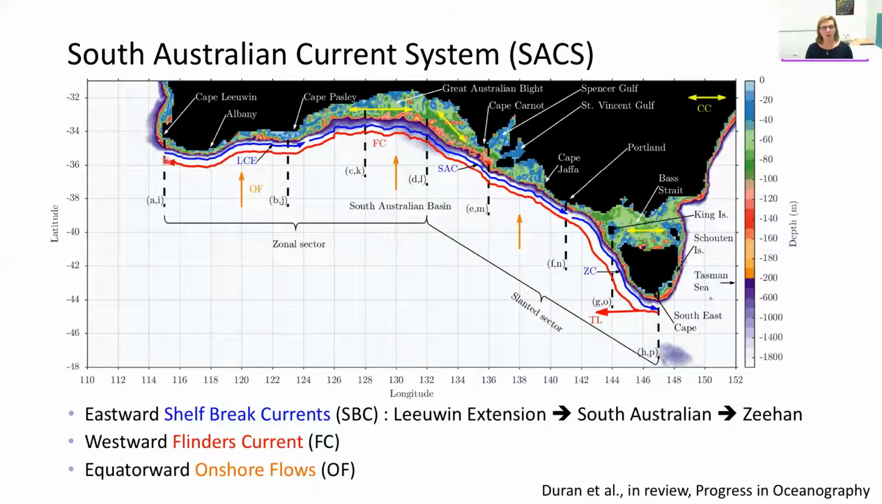So what we have then are these three components of the South Australian current system. There are the eastward flowing shelf break currents shown in blue. These sit really tight into the coast where the water is still not very deep, so above 200 metres. They consist of the Leeuwin current extension that's come from Western Australia, and that flows into the South Australian current system, and then all the way south to join the Leeuwin current along the west coast of Australia.